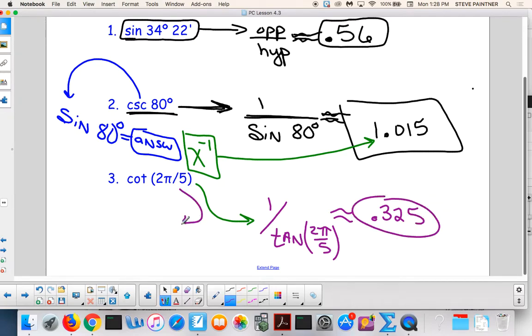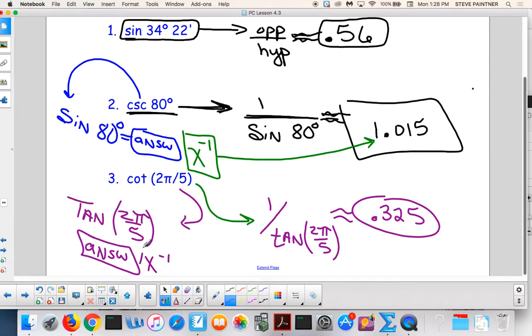But you could have gone the other way, and the other way is, why don't you just hit tangent of what? 2 pi over 5. Okay? But that's not the right answer. It's an answer. Then you're going to do what? Take the reciprocal, which is the x to the negative 1 button, and you should get the same thing. Okay? I don't care, but you just have to stick with some method the rest of the year. Alright.